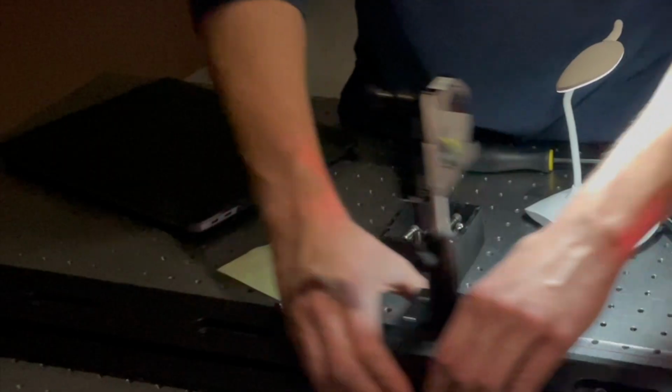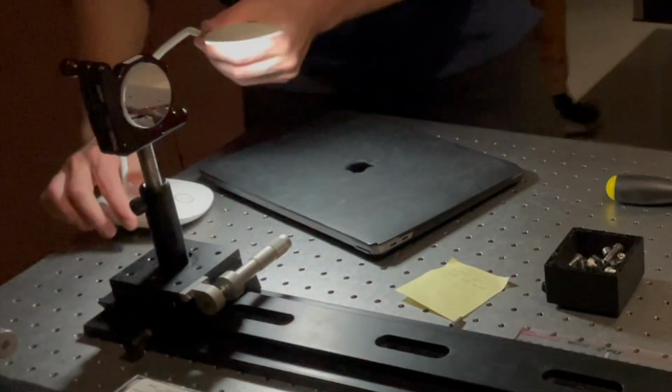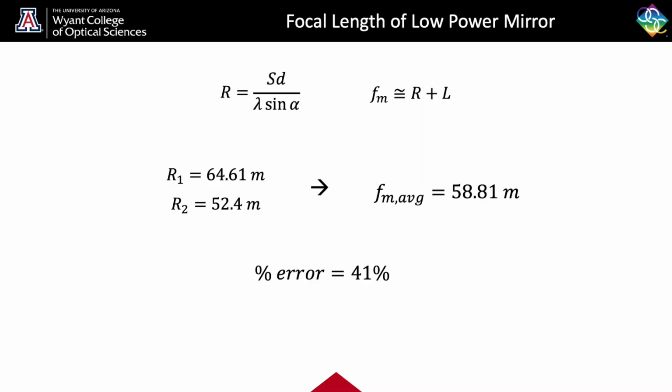Doing this at two different mirror positions along the optical rail allows us to estimate the focal length of the mirror. Our measured values for shear distance, fringe spacing, and angular deviation let us estimate the radius of curvature of the outgoing wavefront. The average mirror focal length calculated from our measurements is 58.81 meters. Compared with the known mirror focal length of 100 meters, this gives us a 41% error. This large error is most likely due to uncertainty in measurement of S, D, and alpha, since we were relying on calipers, protractors, and human vision for accurate measurement.